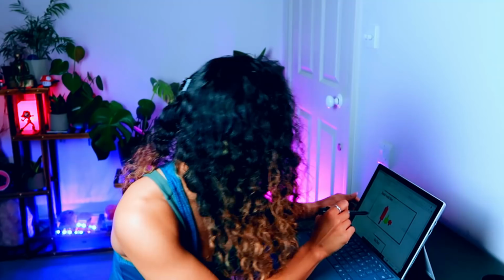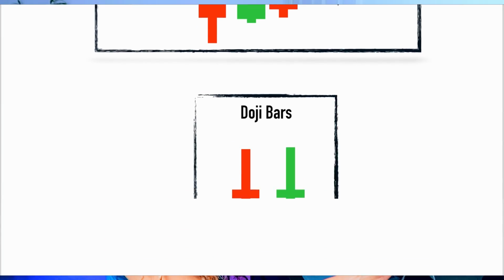So that is a double inside bar, when you have two bars that fit within the bigger bar. That is extreme indecision in the market, extreme indecision. You don't want to be trading that. Just avoid trading that.